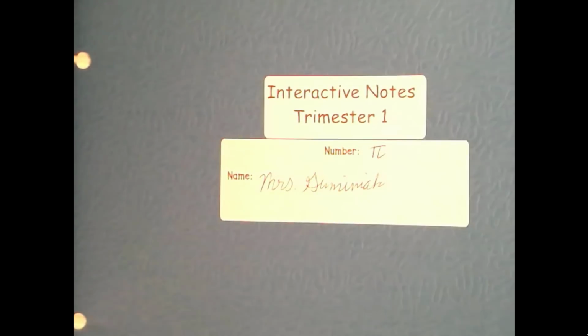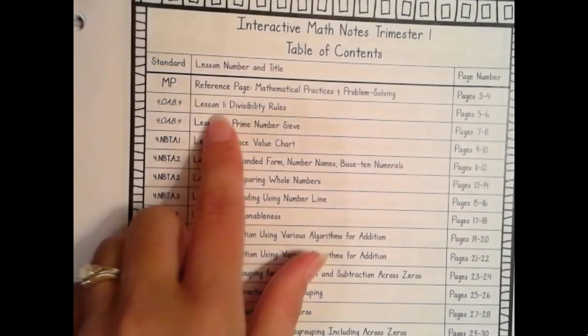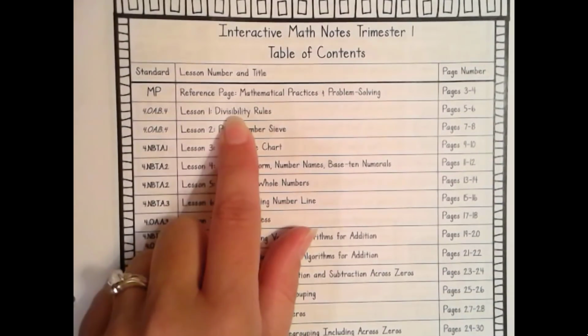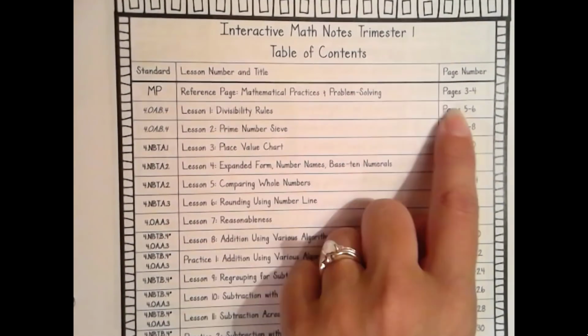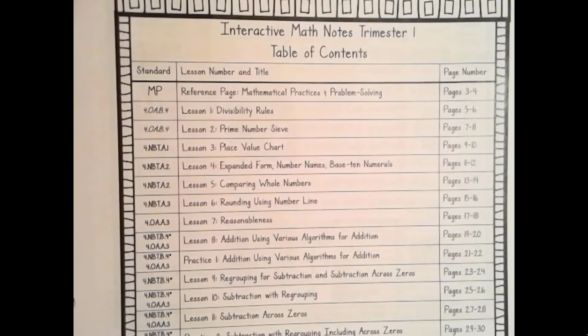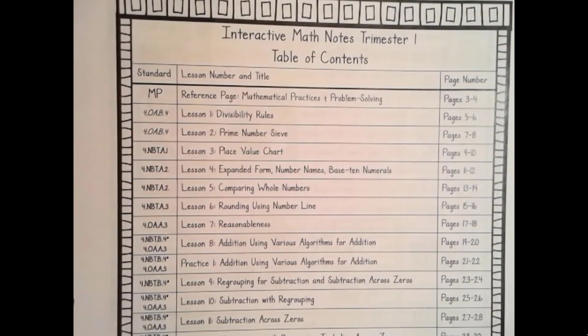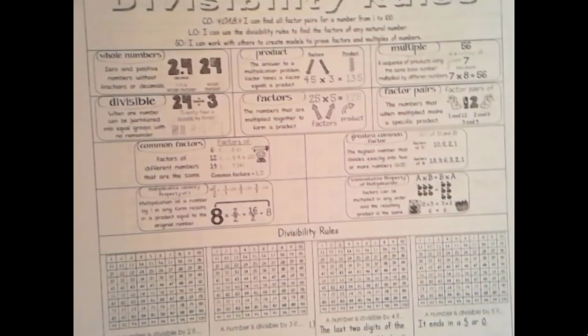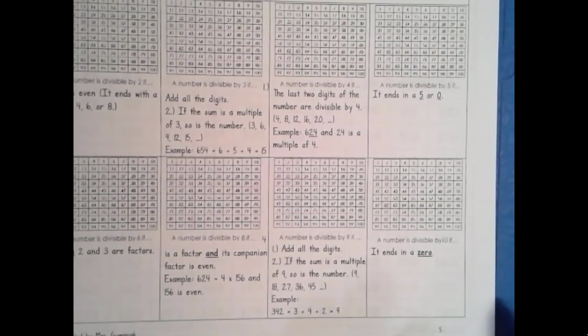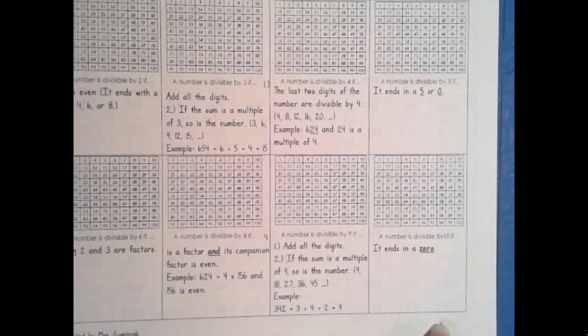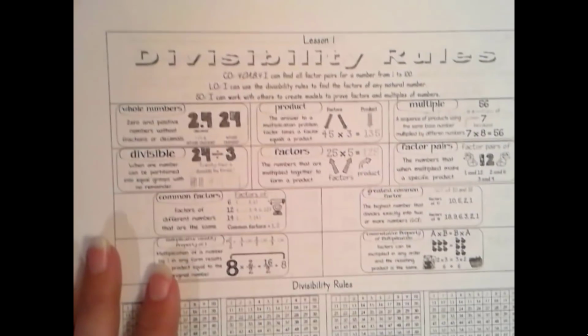All right, so let's look to our table of contents. Lesson 1, Divisibility Rules. So we need to turn to pages 5 and 6. So as we look at the bottom, okay, at the very bottom it says page 5, so this is the page we're going to begin with.